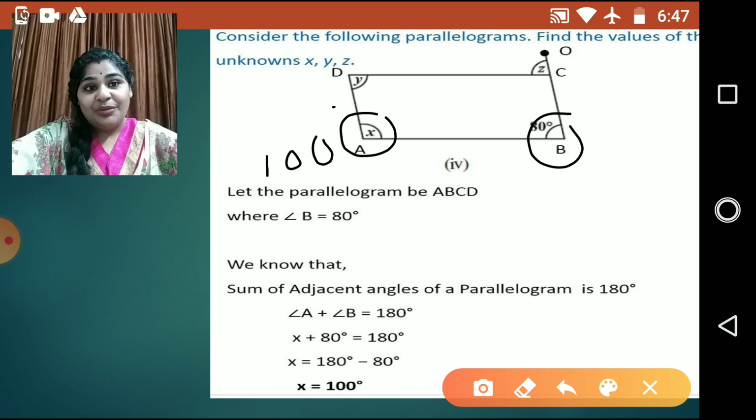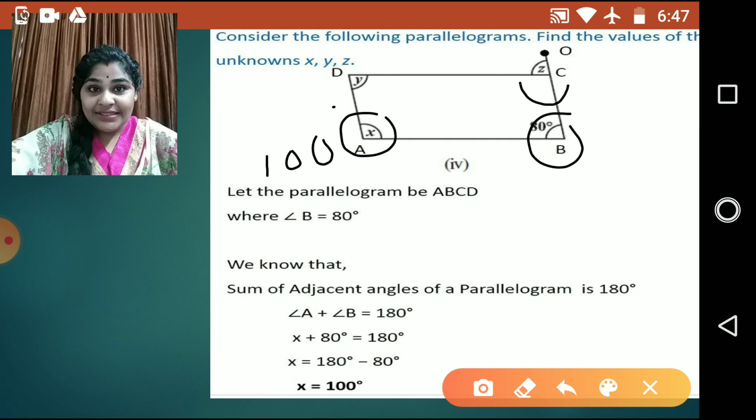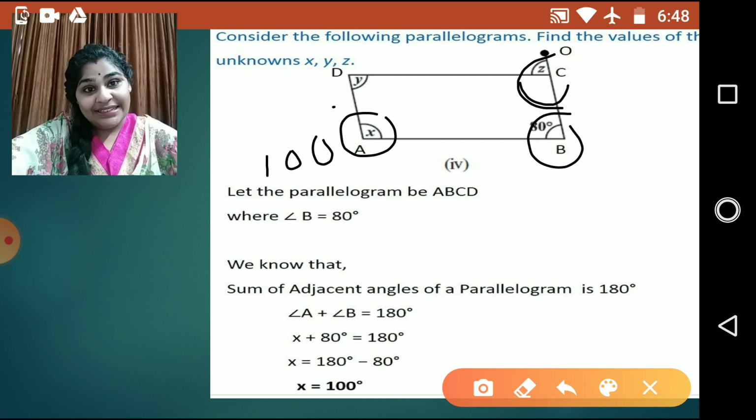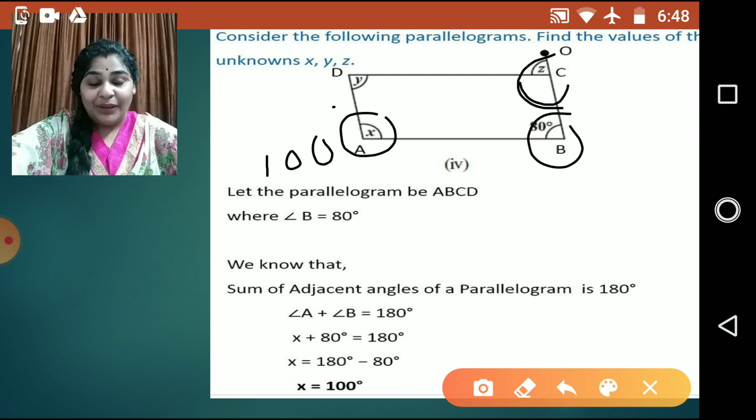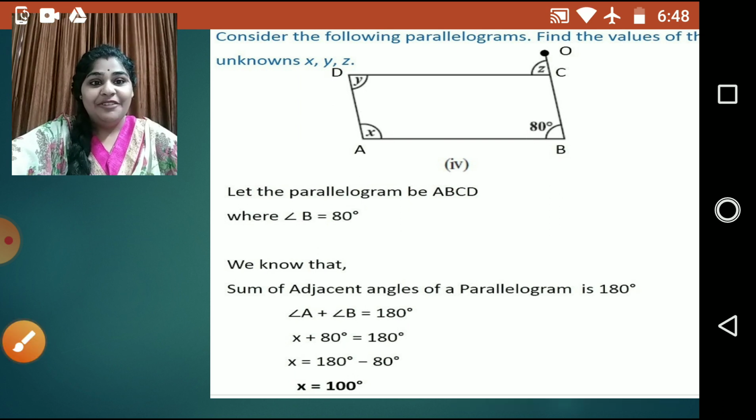Right children? Once this is 100, can I say that this interior angle, that is angle C, is also equal to 100 degrees, since angle A and angle C are opposite angles. Now angle C and the exterior angle Z form a linear pair. Linear pair means they add up to 180 degrees. So 180 degrees minus 100 will be 80 degrees. This is how you are going to solve everything one by one. So let us proceed.